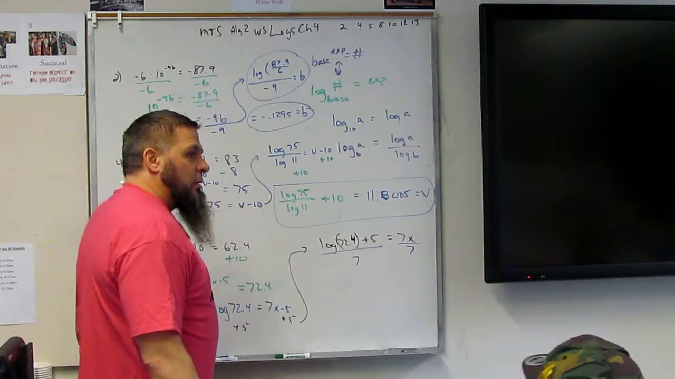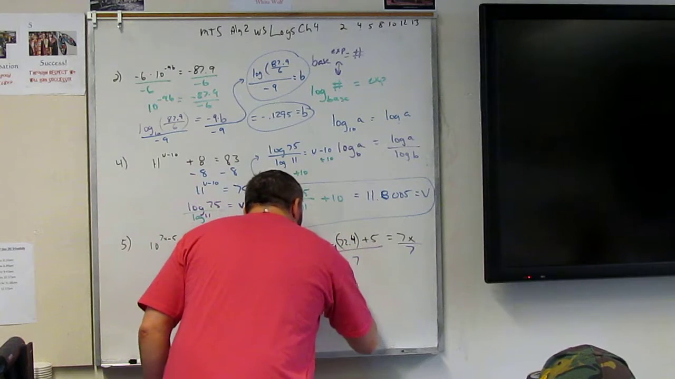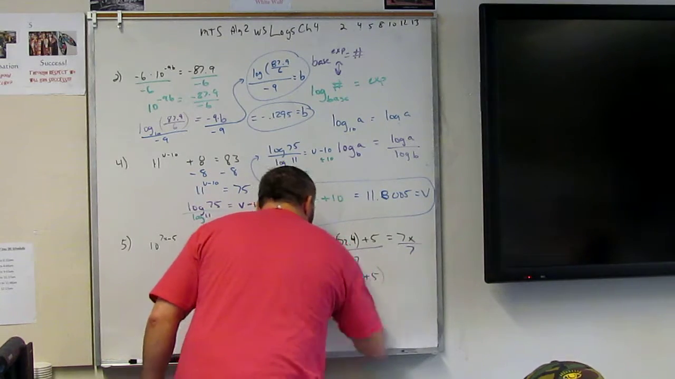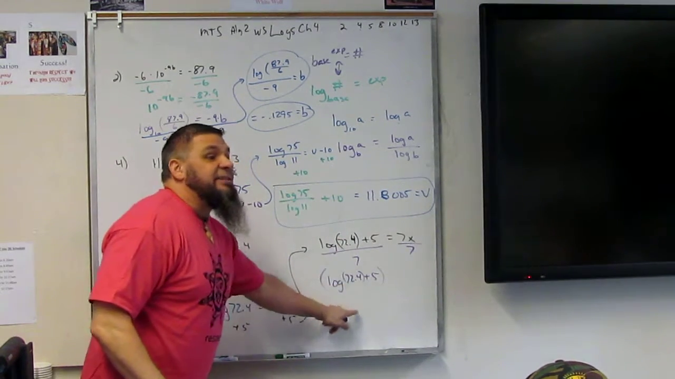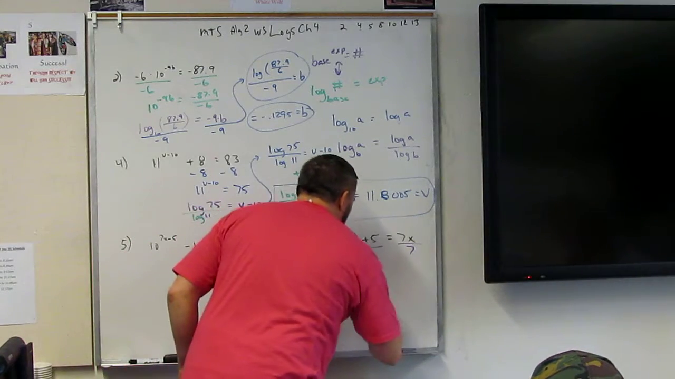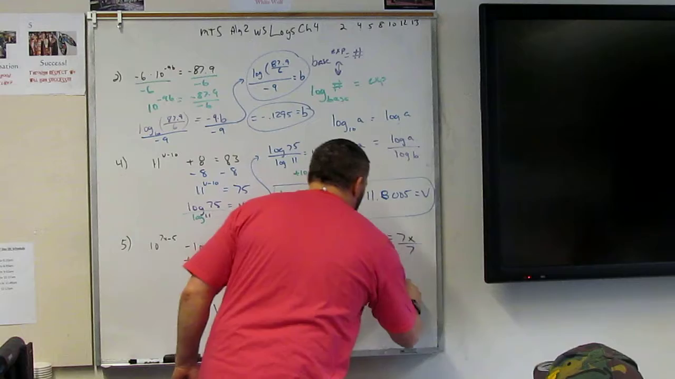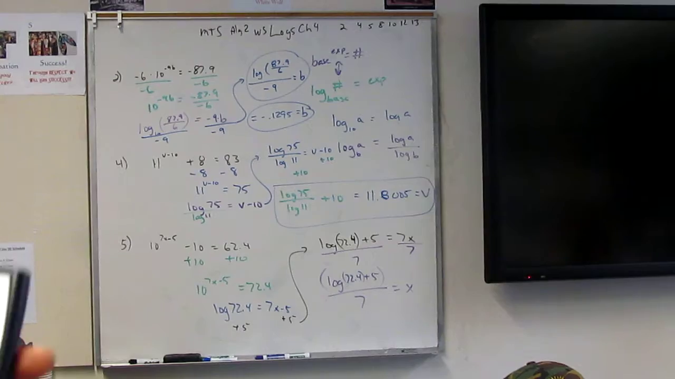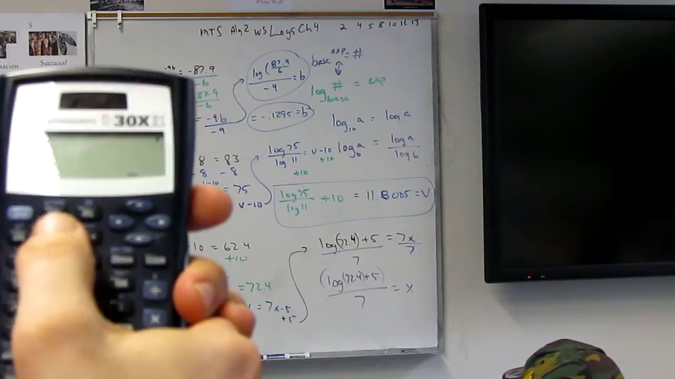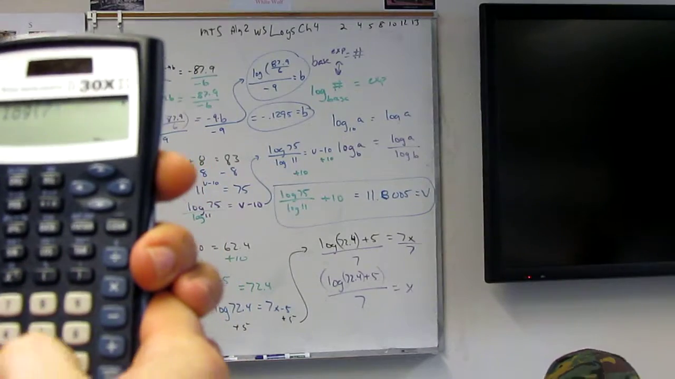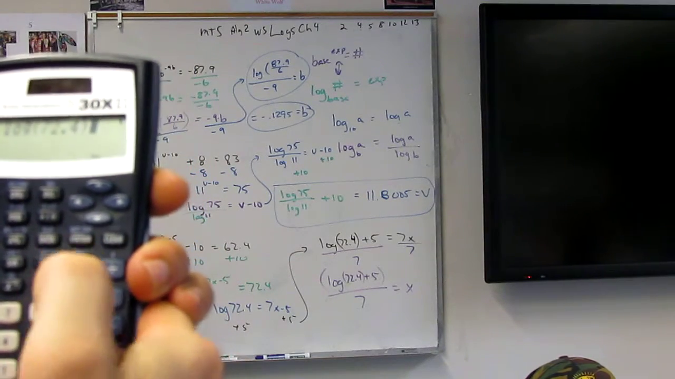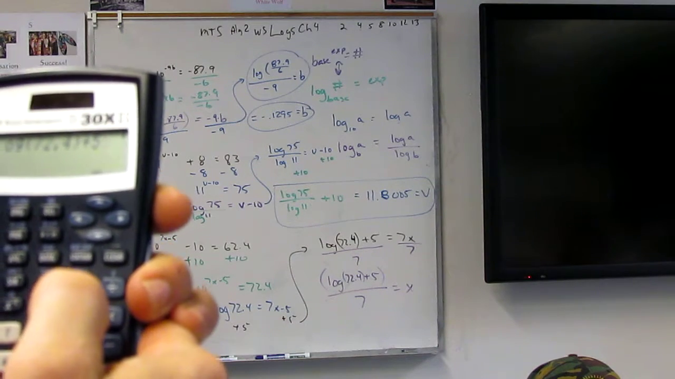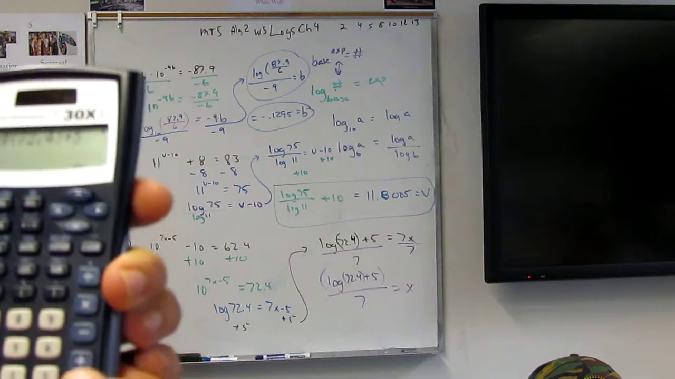Okay? So, log of 72.4 plus 5. This should be in parentheses because I need to add before I divide. Divided by 7. When I plug that into my calculator, I should get a number. So, clear. Now I have log 72.4 in parentheses plus 5. Okay? In parentheses. So I don't even think I did a parenthesis. So I'm just going to hit equals.